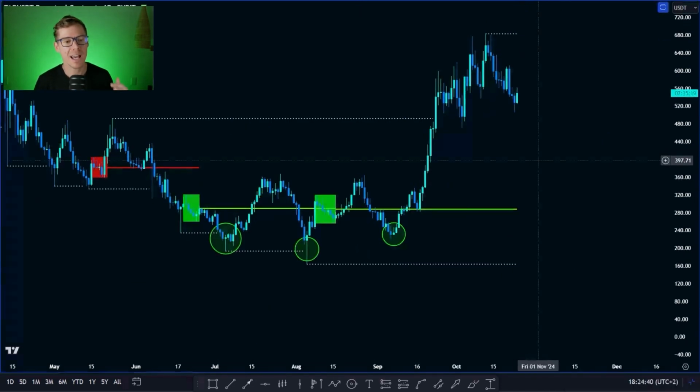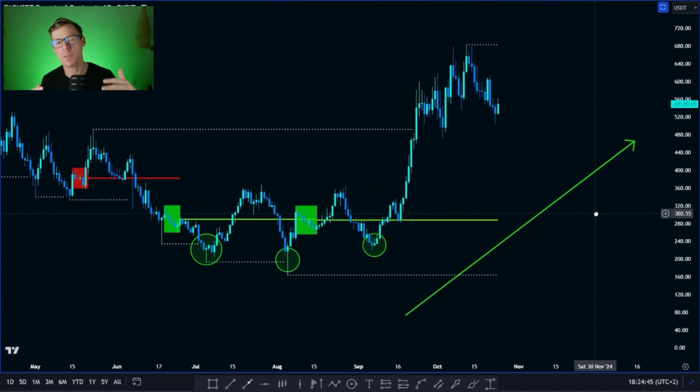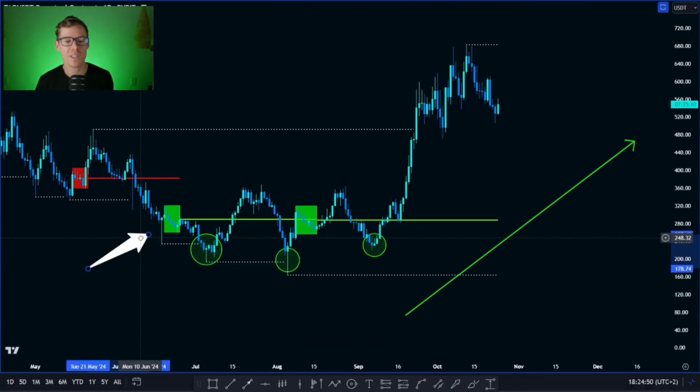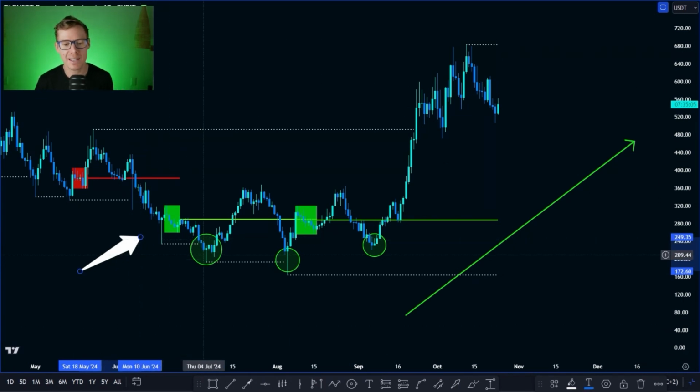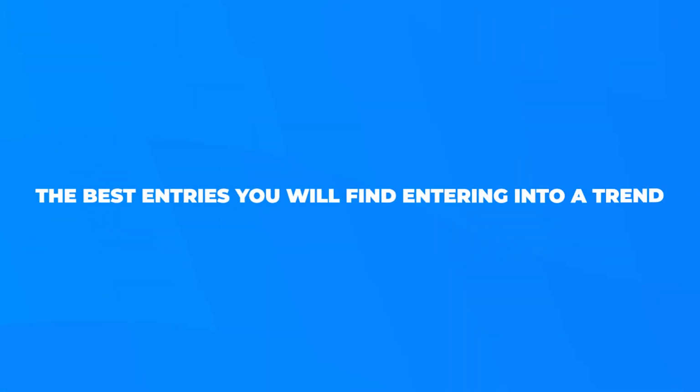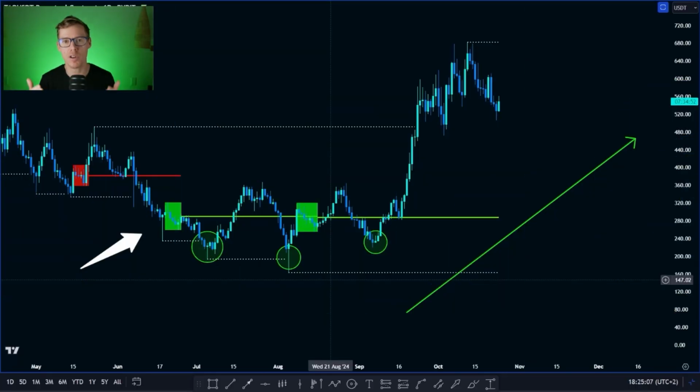But the key on how this concept works is as soon as you identify the direction of the market, if the market is in an uptrend, then whenever we get these master patterns formed or these contraction boxes and expansion lines, we're only looking to enter when price is underneath these value lines. This gives you the best entries you will ever find entering into a trend and gives you the safest place to enter that will put you in the least amount of risk and the least amount of emotional pain.